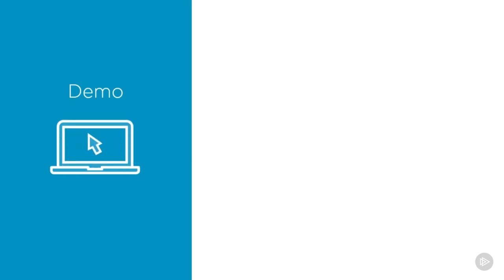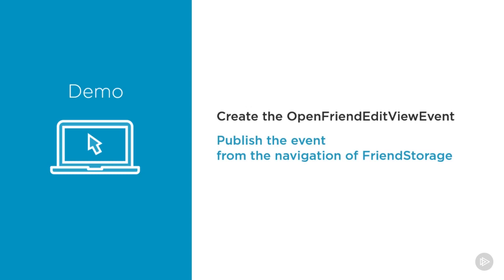In this demonstration, we create the Open Friend Edit View event and we add an event aggregator to the Friend Storage application. After we have defined the event, we will publish that event from the navigation of Friend Storage. Alright, so let's start by creating the Open Friend Edit View event.